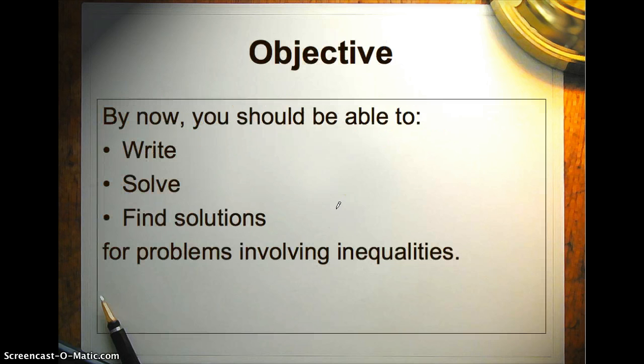So, recapping our objective. By now, you should be able to write, solve, and find solutions for problems involving inequalities. And if you can't do all these three things, then you need to go back and rewatch all the problems that we went through. If you don't know how to write, you need to go to that section. If you don't know how to solve, you need to go to that section. And if you can't find the solution, you need to go to problem number 4, because that was the problem where we did that.